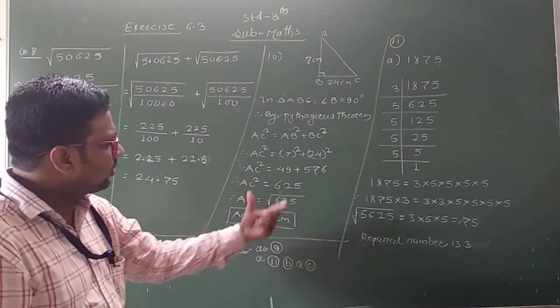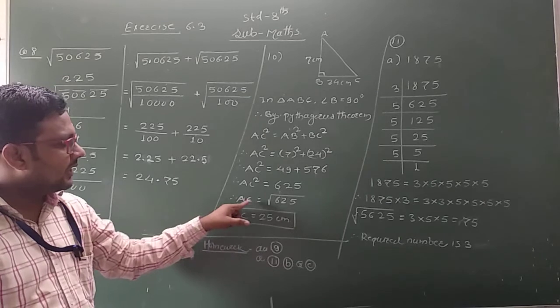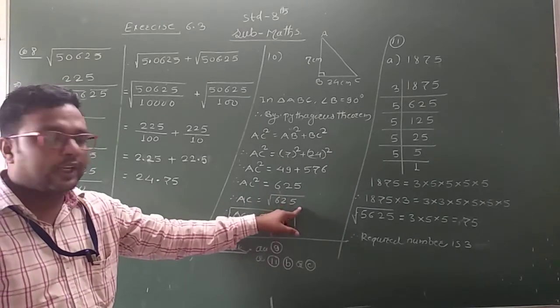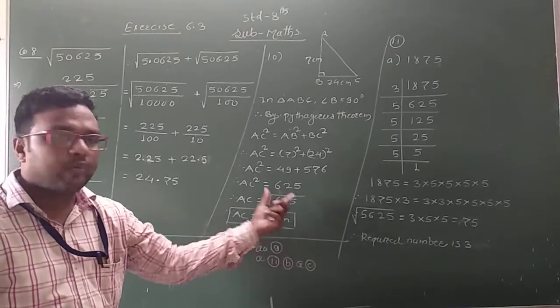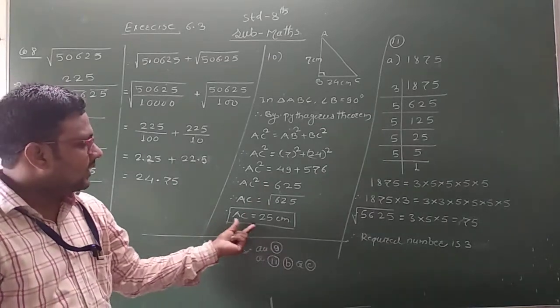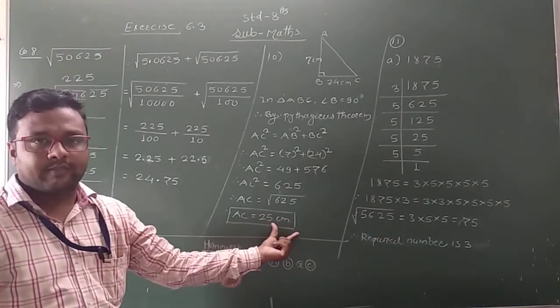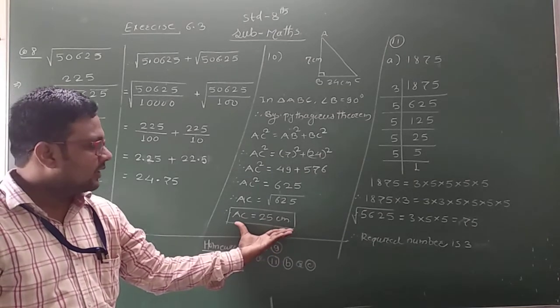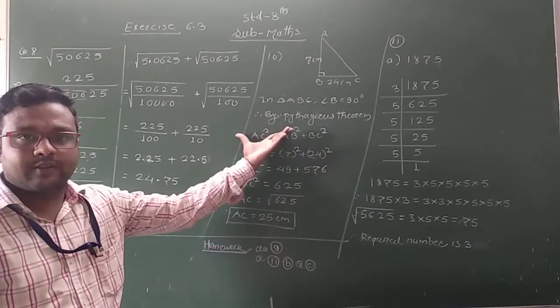Taking square root on both sides, here we get AC is equal to square root of 625. This is the square of 25. Therefore, its square root is what? 25. AC is equal to what? 25 centimeter. That we have to find out, and this is the required answer for this question.